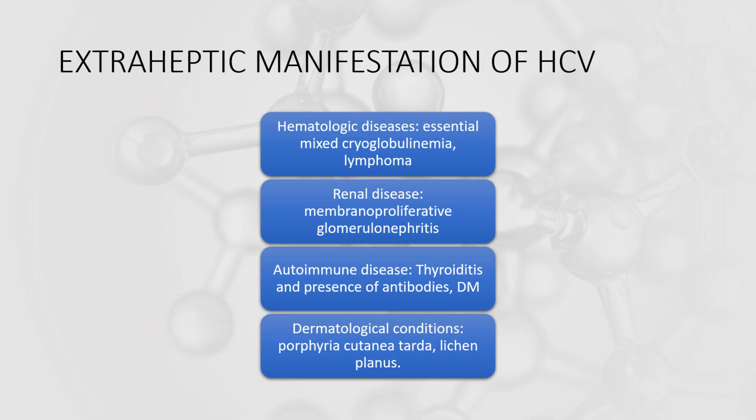There could be extrahepatic manifestations of HCV infection. It could affect the kidneys, causing glomerulonephritis. It could manifest as an autoimmune disease such as thyroiditis or diabetes. It could manifest as a hematologic disease like lymphoma or mixed cryoglobulinemia. It can also affect the skin, manifesting as porphyria cutanea tarda or lichen planus. In fact, if you see a patient presenting with lichen planus, you have to test the patient for HCV.